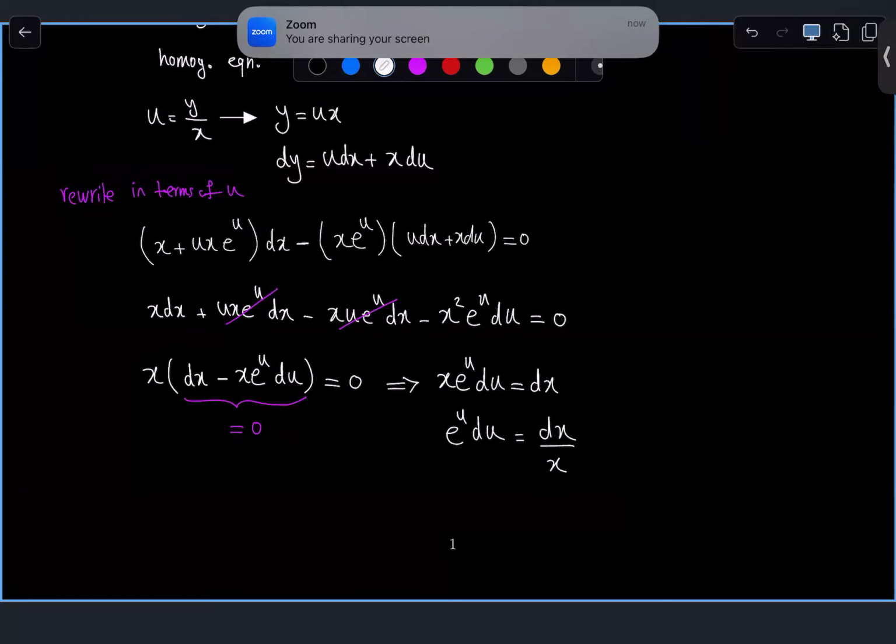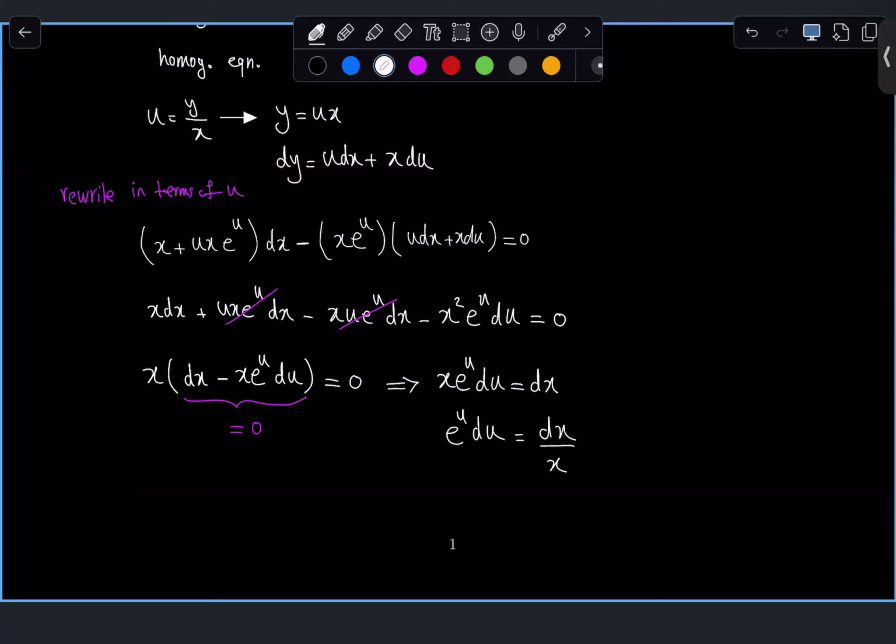Okay, so integrate that. You can easily solve this differential equation. Once you have the answer for u, you just back substitute to get y.